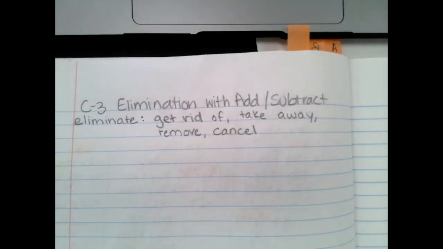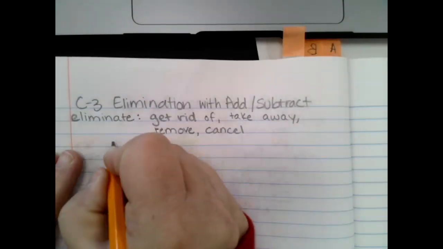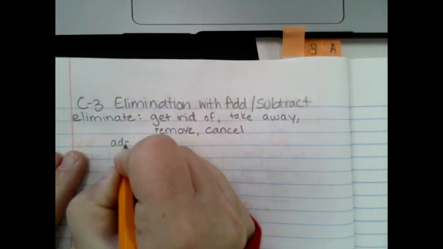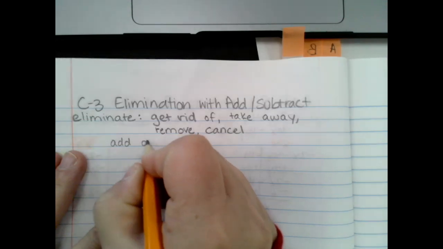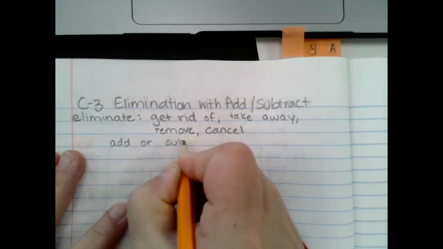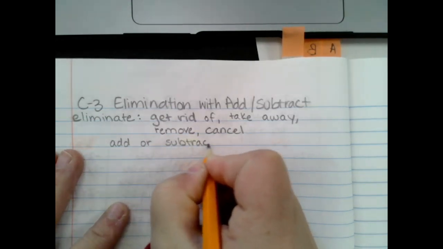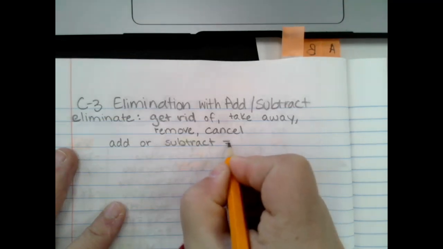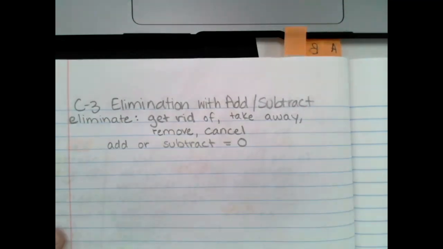All right, so if we have an amount and we add and subtract, to eliminate something when we're adding and subtracting, we want it to equal 0. In math, to completely eliminate something, we want it to equal 0, to get rid of it fully.